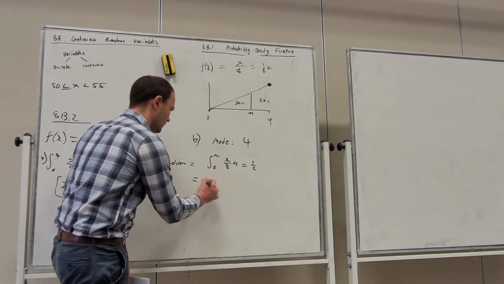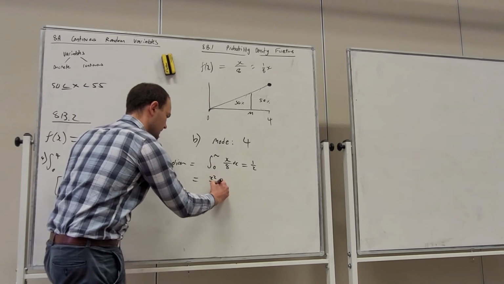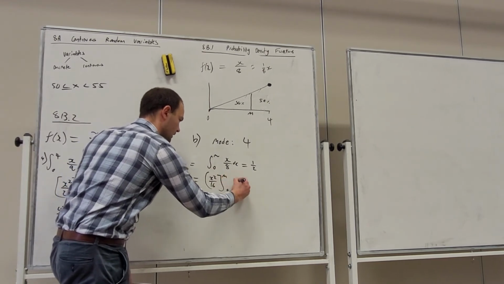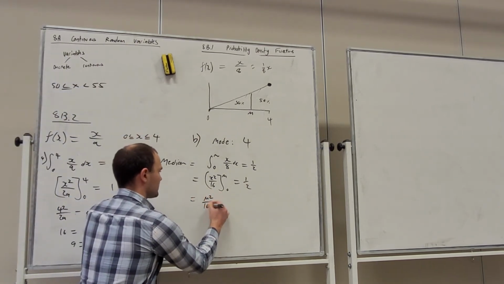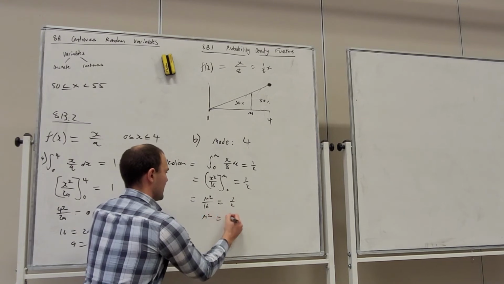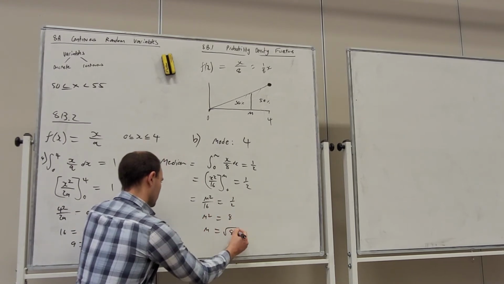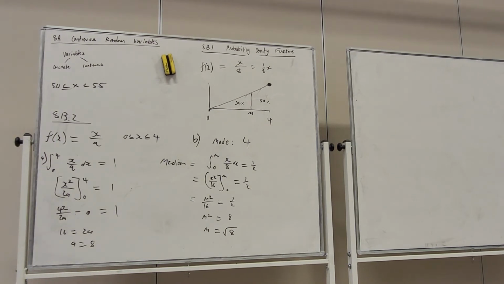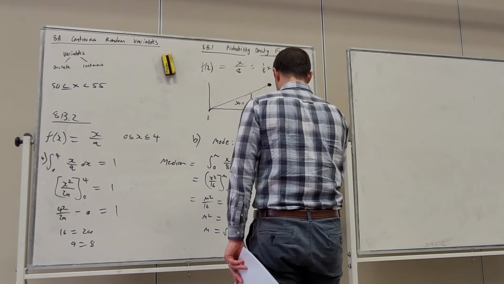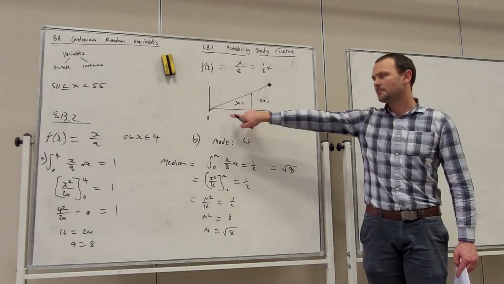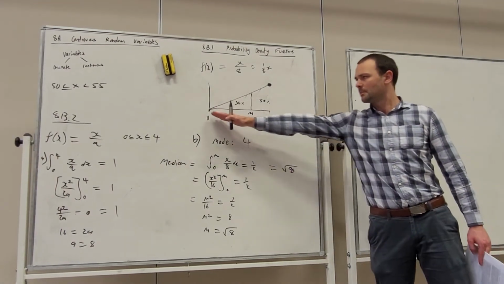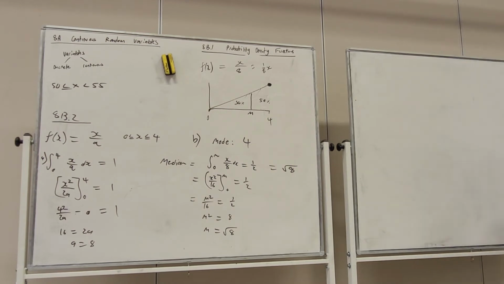Okay, so let's process that one. That's going to be x squared on 16 from 0 to m equals half. We will have m squared on 16 equals half. We'll have m squared is 8. We'll have m is the square root of 8. So the value of the median then is the square root of 8. And you could write plus minus root 8, right? But technically it's positive root 8, because it has to exist between 0 and 4. Okay, so that's the median.